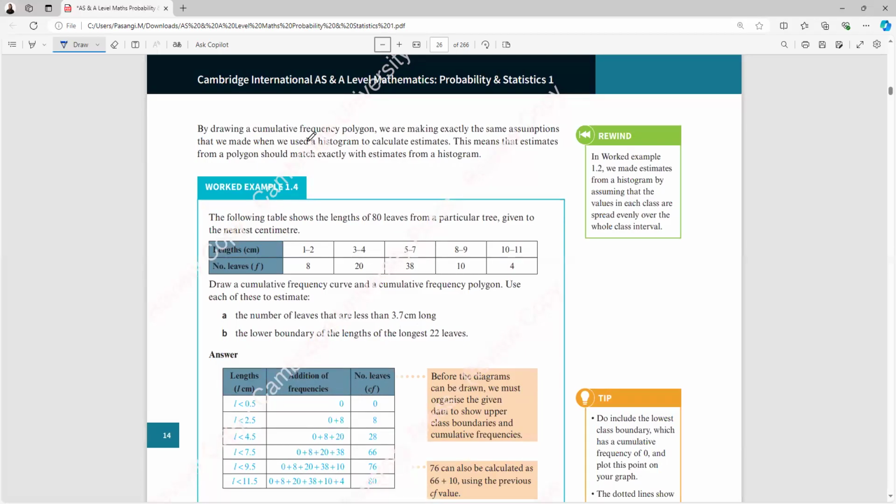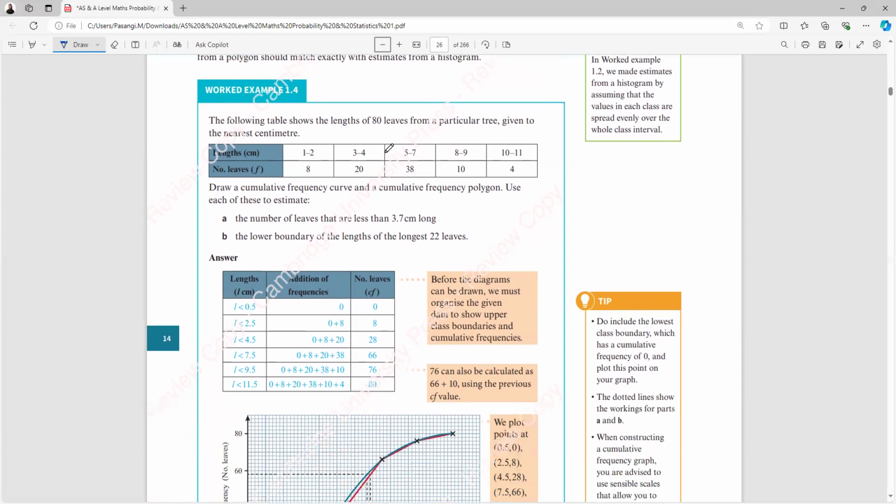By drawing a cumulative frequency polygon, we are making exactly the same assumptions that we made when we used a histogram to calculate estimates. කලින් කරපු assumptions ඒ විදිහටම we are using here as well. This means that estimates from a polygon should match exactly with estimates from a histogram as well. Okay, now look at example 1.4.